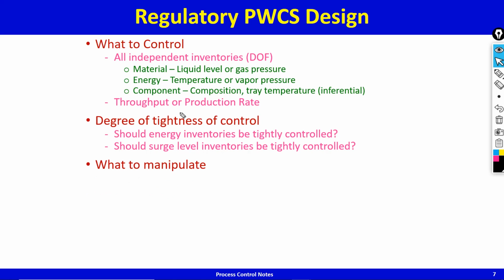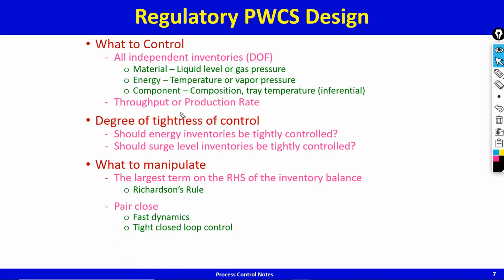Once you have figured out what to control, then the next question is what to manipulate. Well, typically if you looked at the balance, what would you manipulate? You would manipulate the largest term on the right hand side of the inventory balance for that particular inventory. This is called Richardson's rule. There can be exceptions to this. And there is always this pair close philosophy that is used.